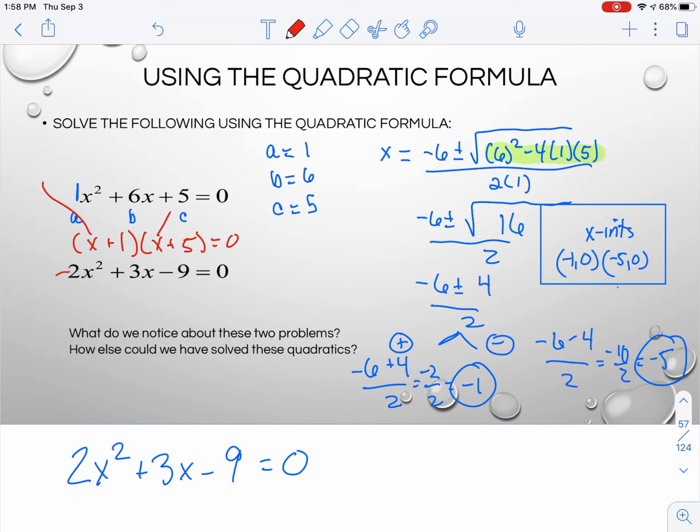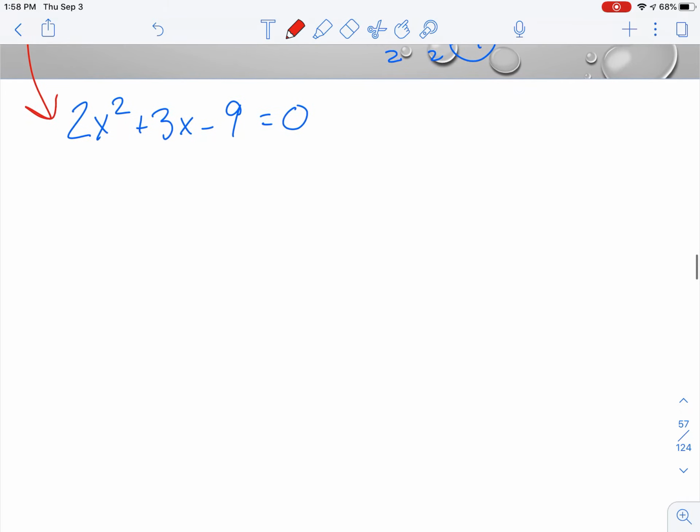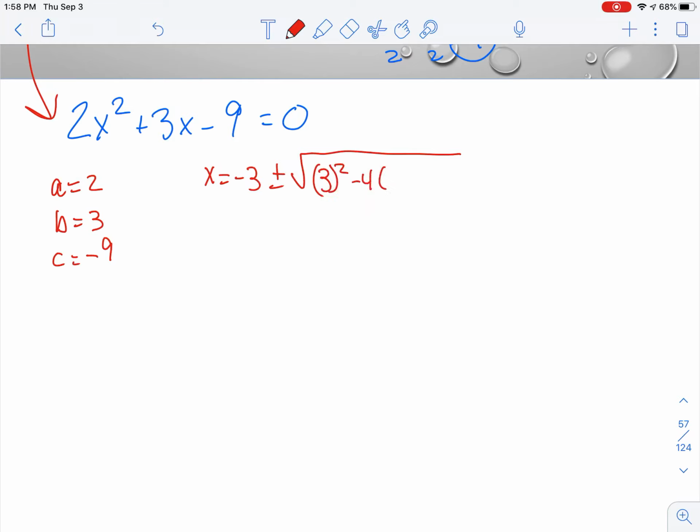The second one I'm going to make down here, and we'll do this using the quadratic formula as well. So a is 2, b is 3, c is negative 9. So x equals negative b plus or minus the square root of b squared minus 4ac all over 2a.